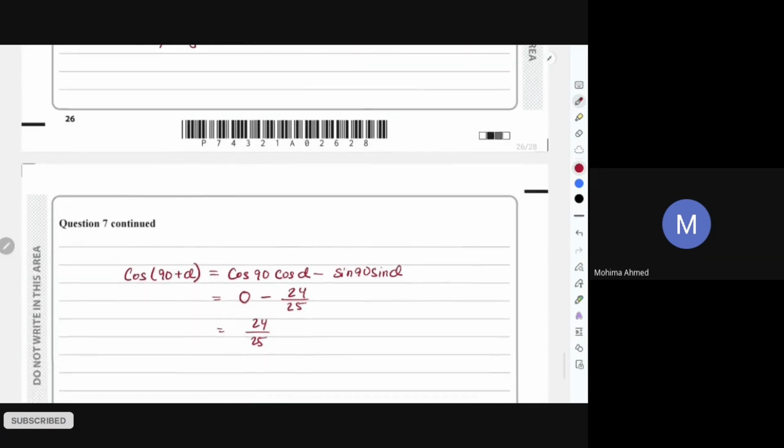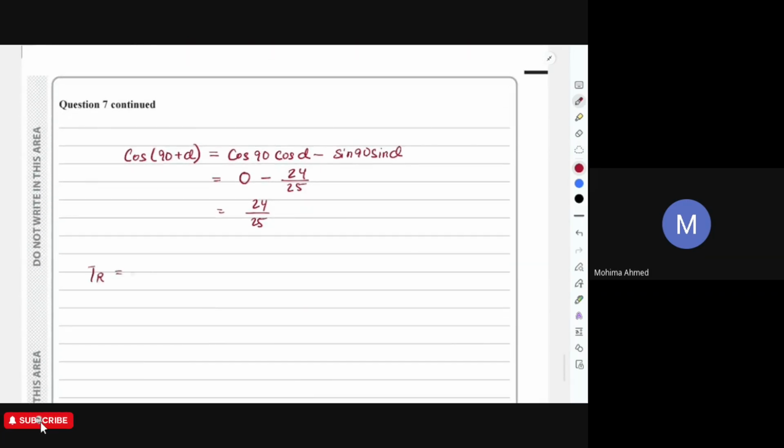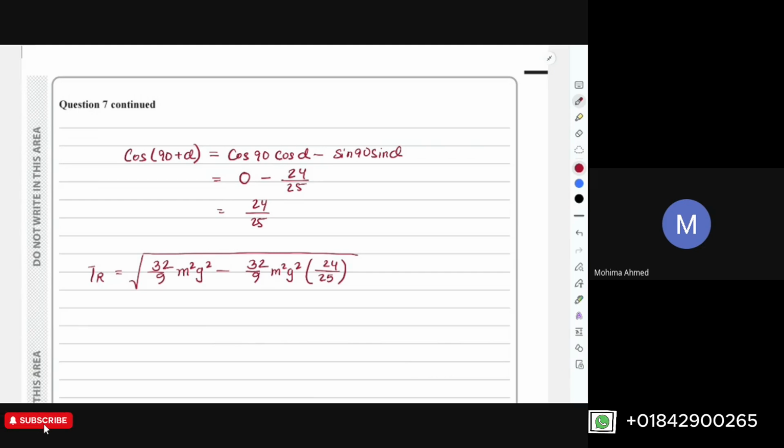So again, if we start with your expression now, your T was 32 by 9 m squared g squared minus 32 by 9 m squared g squared, multiplying this with that 24 by 25, everything under square root. You can simplify them, right? 32 by 9 into 24 by 25. You get 256 minus 75, then 1 minute.